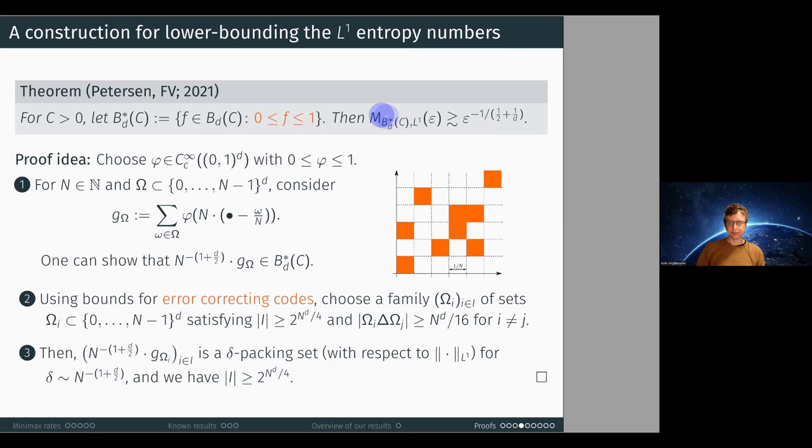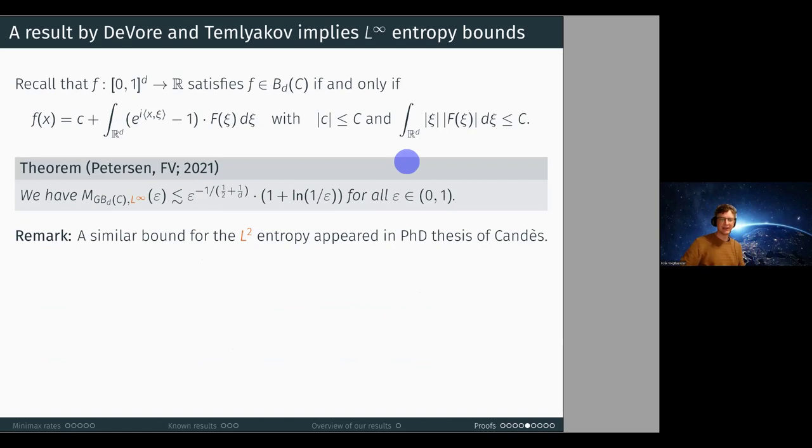Okay, so then we had this lower bound and we were also able to do some upper bounds for the L1 entropy numbers. But for some reason, I wasn't satisfied with getting L1 and was thinking a lot about how to get L infinity bounds and couldn't do it until I stumbled upon a very nice paper by Devore and Temlyakov, which I didn't know. And so maybe it's good to make a small advertisement for it.